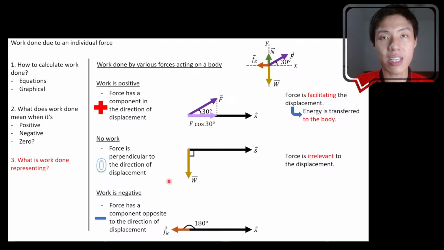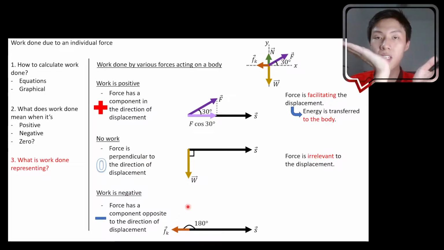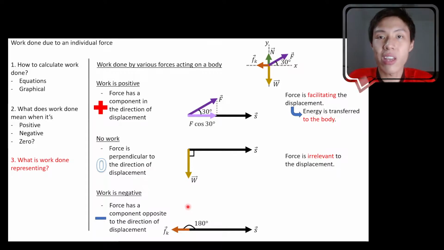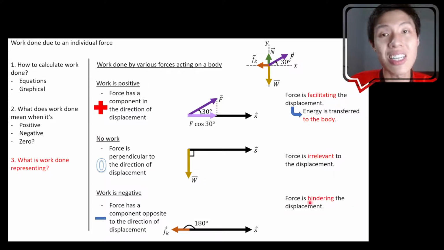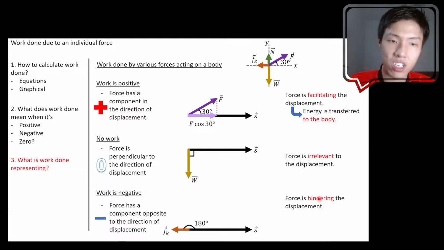Okay, next one, we have work done is negative. If your work done is negative, you can see that the force is in the opposite direction of the displacement. So if something is moving to the right but you're pushing to the left, of course you are not helping the displacement. In fact, you are making the displacement harder. So you can think of it as the force hindering the displacement. It's making it more difficult to move in that direction.